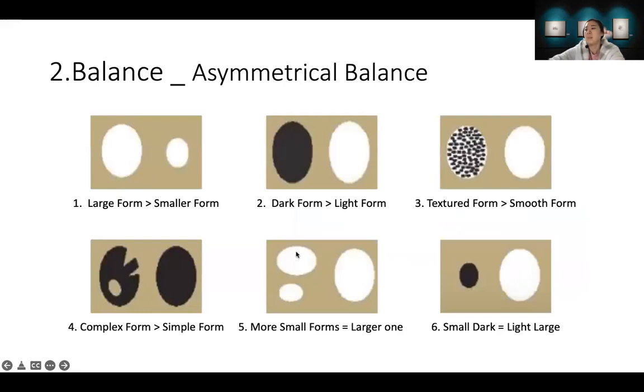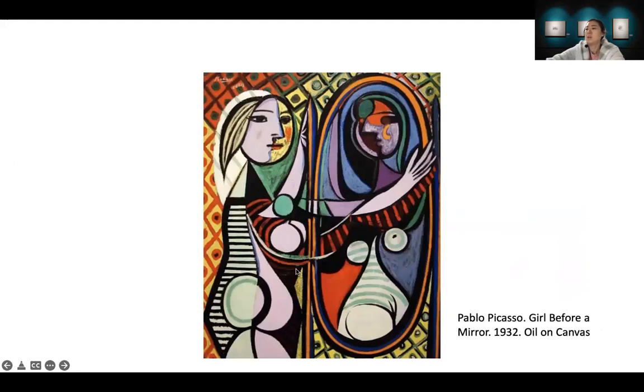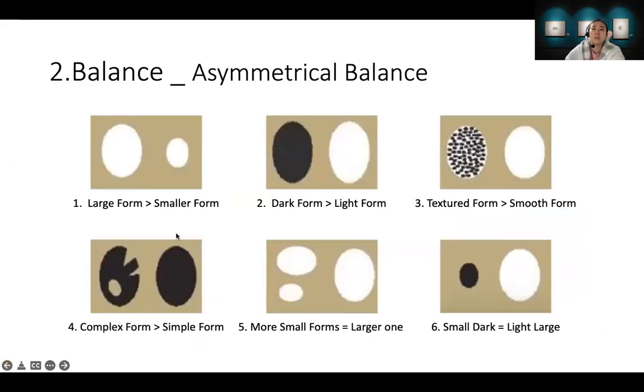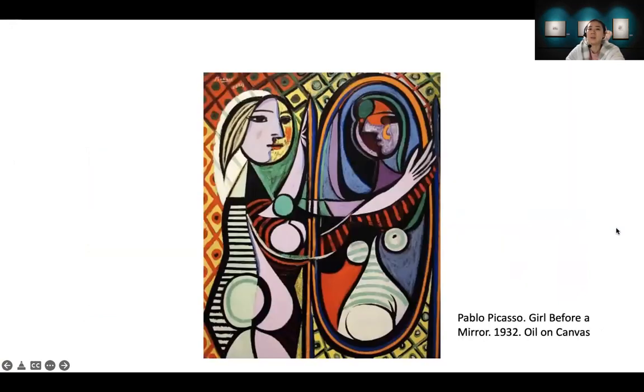And we learned six types of general asymmetrical balance. This work of art shows the second asymmetrical balance type, like the dark form and the light form of the same size.